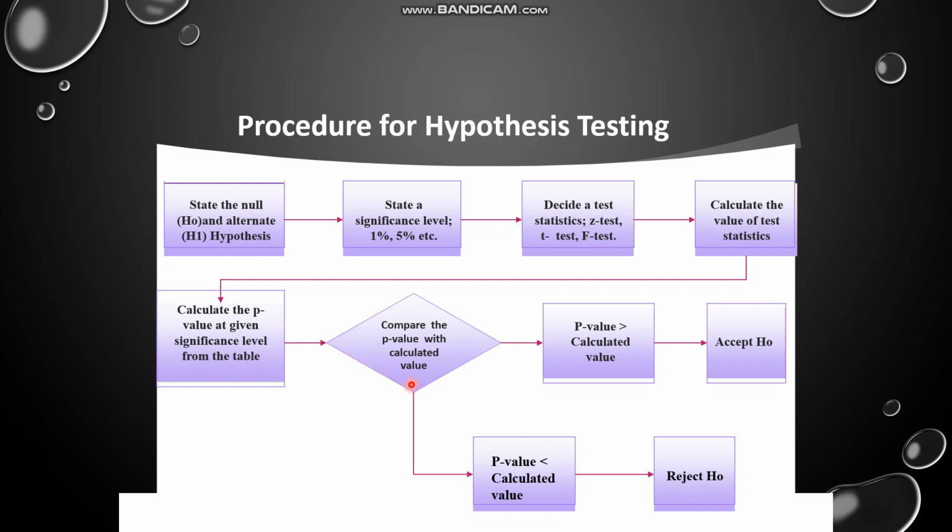After calculating the test statistics, we calculate the p-value at given significance level from the table, and then we compare it with the calculated value. If the p-value is greater than the calculated value, we accept the null hypothesis. If after comparing, the p-value is less than the calculated value, we reject the null hypothesis.